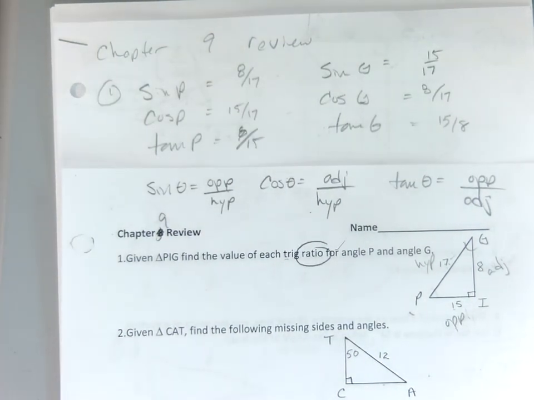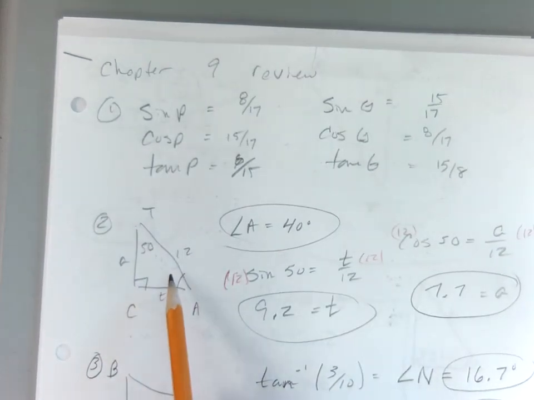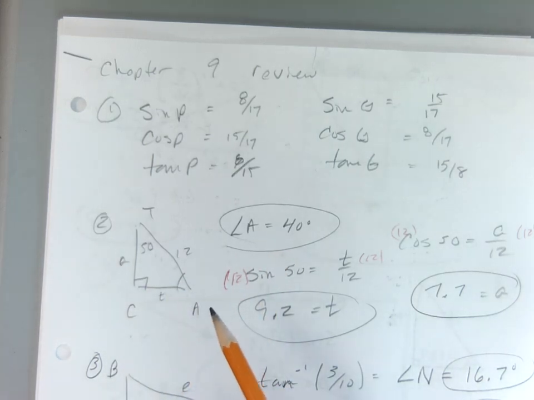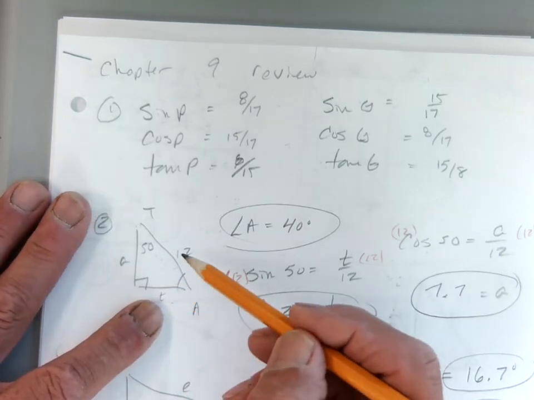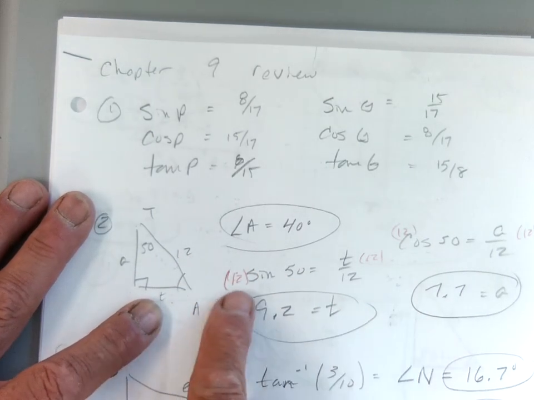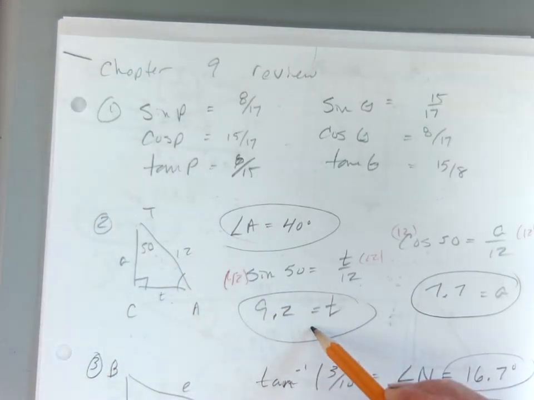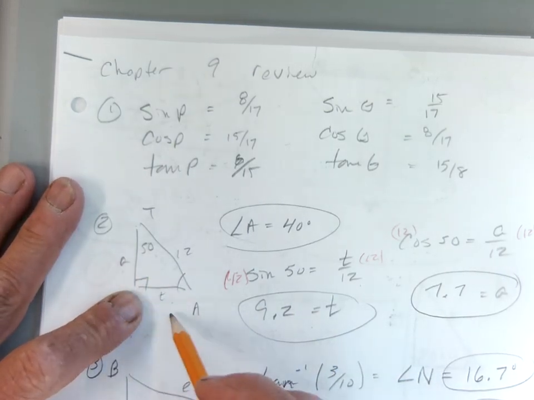Okay, number 2, find all the missing angles and sides. So first of all, I thought the easiest one to find is angle A is 40 degrees because those two add up to 90. And then to find side T, I did that. That's opposite over hypotenuse. So I use sine of 50 is equal to T over 12, multiplied by 12 on both sides, and use my calculator. I got about 9.2.